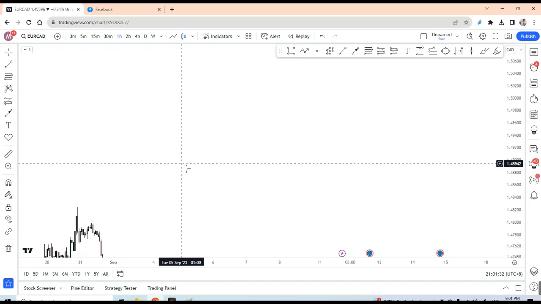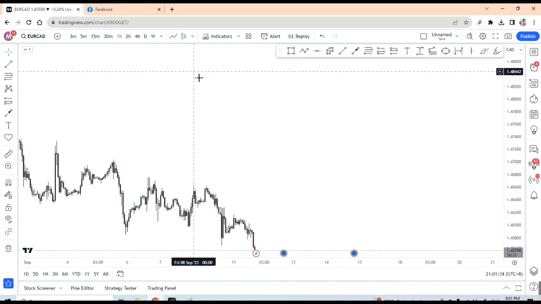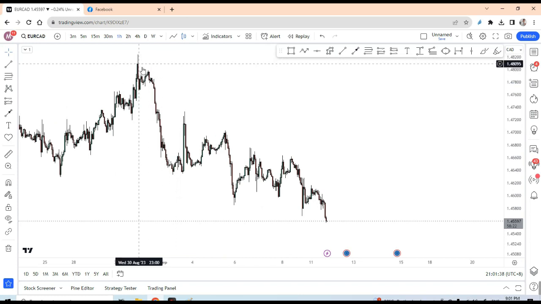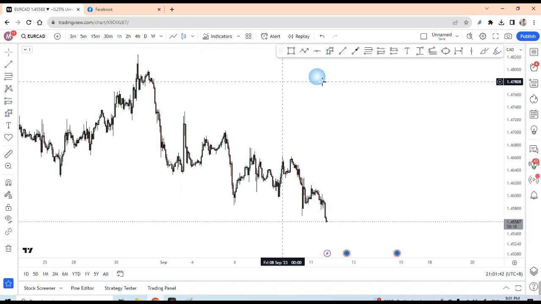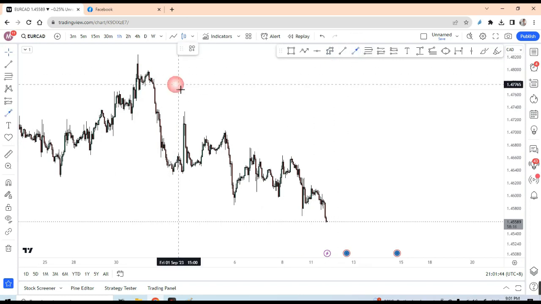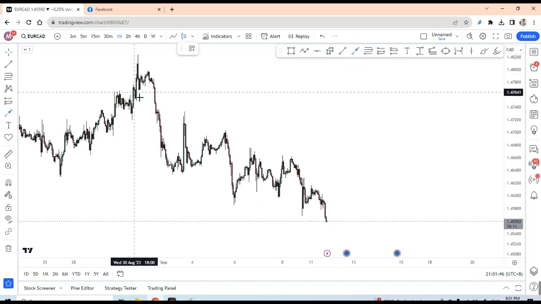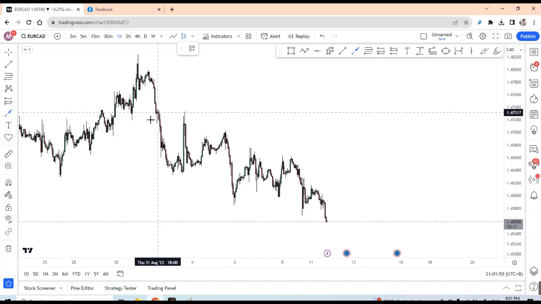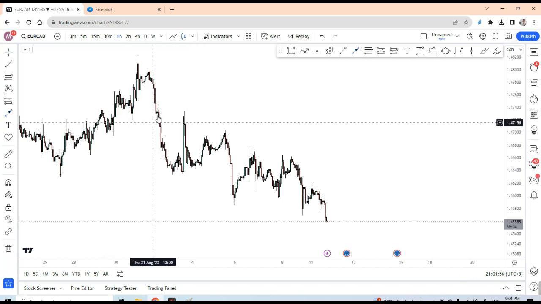Now I have an example here on EURCAD. First of all, we look at the trend. We really see that there is some break of structure. Where does the break of structure begin? It began right here. You can see the price came down, went back up, and then it dropped. So this was the previous lowest point for this H1 trend. The structure has been broken.